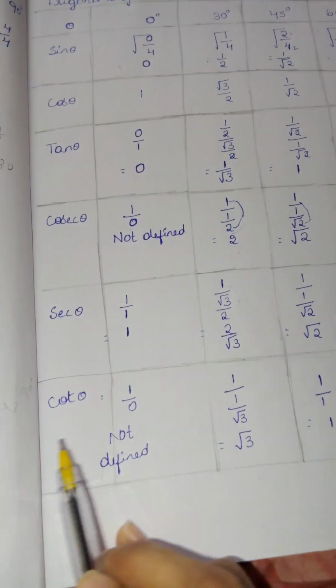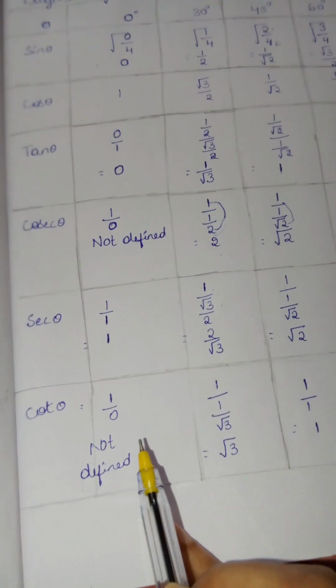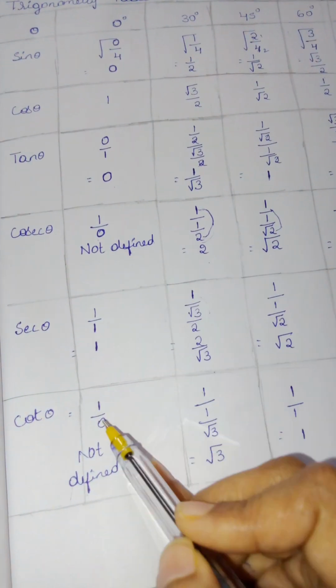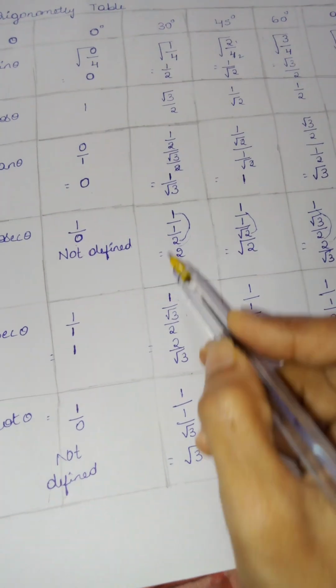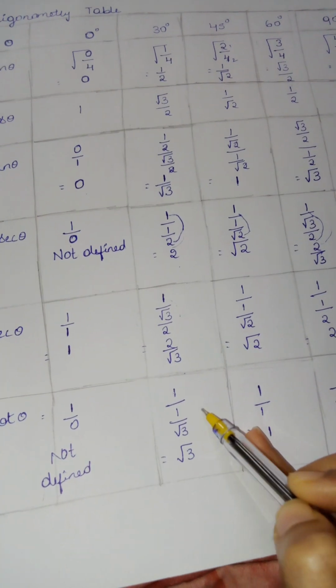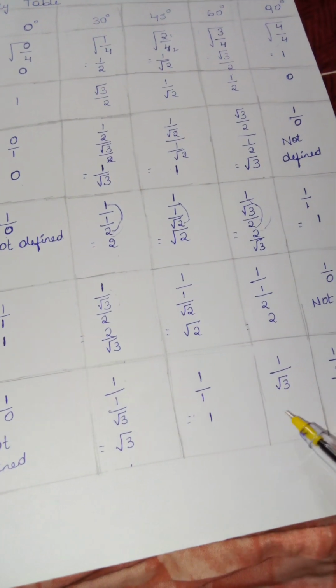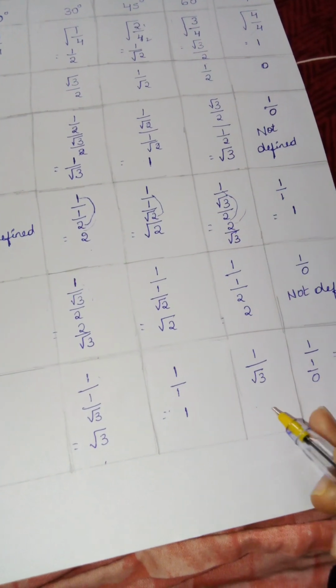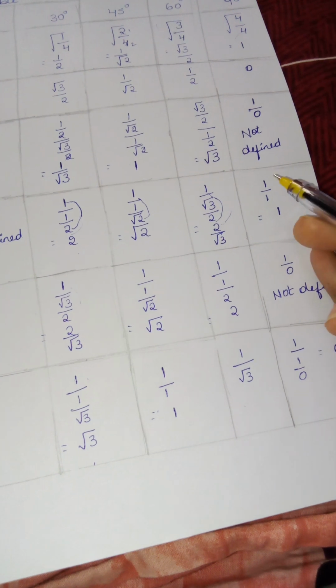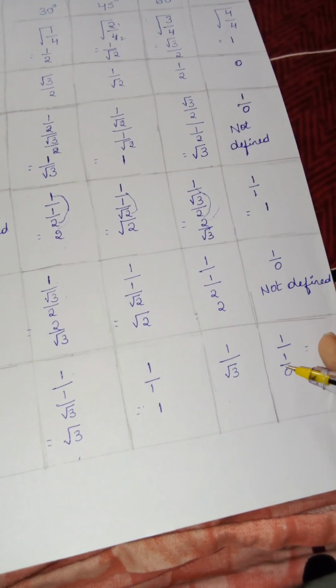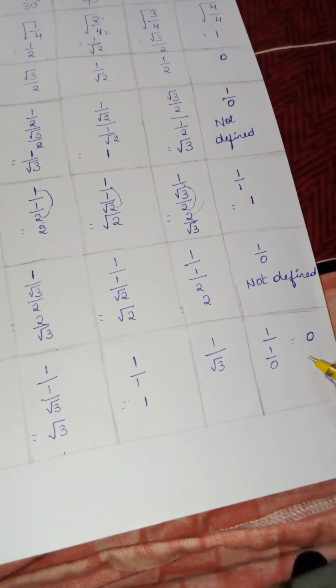So cot theta. We know cot theta is 1/tan theta. 1/tan theta is 0. 1/(1/√3) that is root 3. 1/1 that is 1. 1/√3 that is 1/√3. 1/(1/0) that is 0.